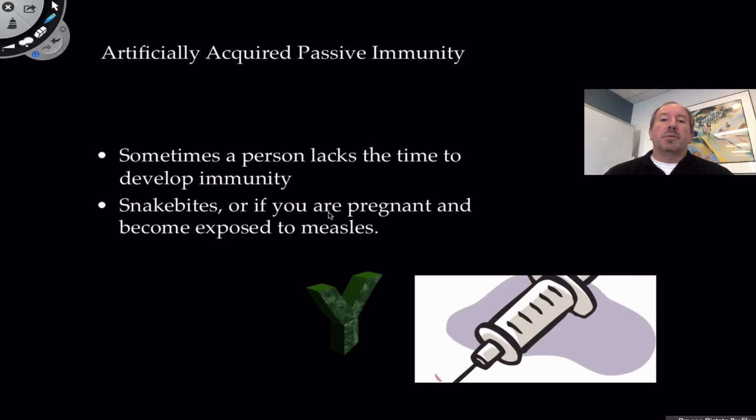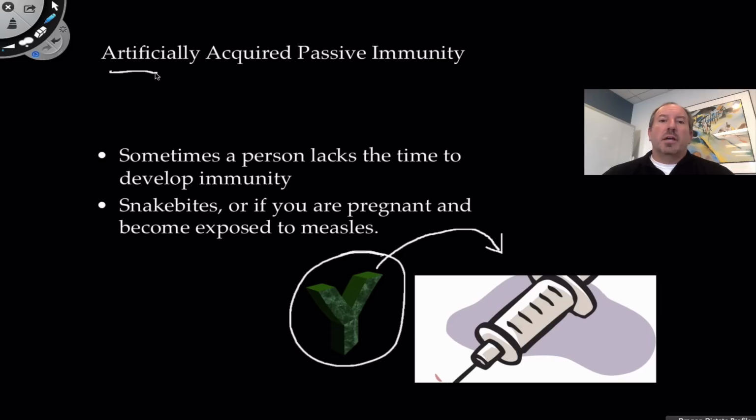And so here's another example. Say you're pregnant and you're exposed to measles, and this could be very harmful to your offspring. And so under these circumstances where there's not enough time to develop immunity, fortunately, we actually have antibodies that we could give a person. So this involves a shot. So this is why it's artificial. And what is it? It's not a traditional vaccine, but rather it's the actual protein, the immunoglobulins, that are going to be delivered against that particular snake venom or against measles.